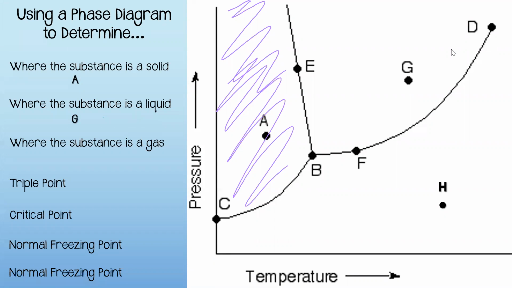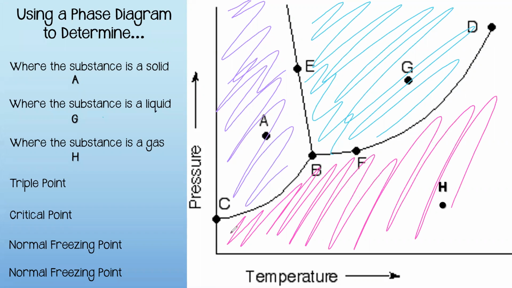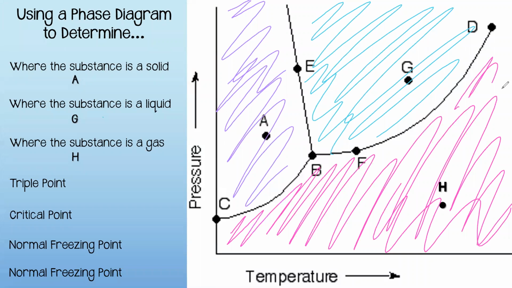Okay, liquid's always in the middle. So all of this region, and I always color code mine. If you have color pencils or highlighters, I'm not saying go crazy with coloring, but if you can just generally outline it, I think it's helpful. Okay, and then where does the substance exist as a gas? That would be H. So that's always the same. The size may not be the same, but the general locations are always going to be the same.